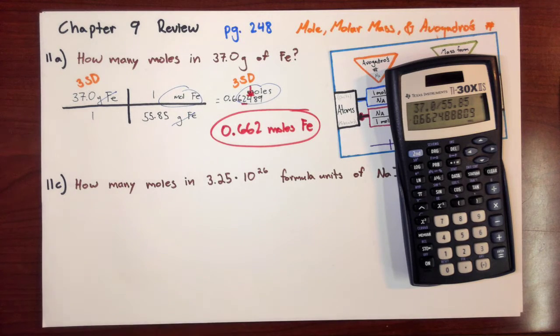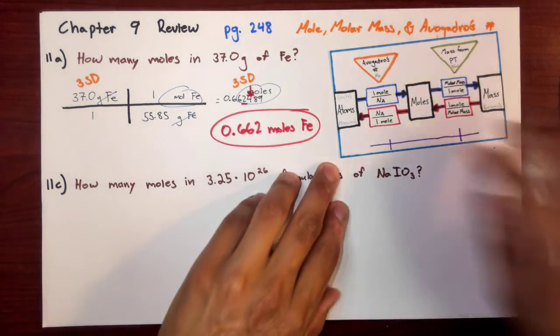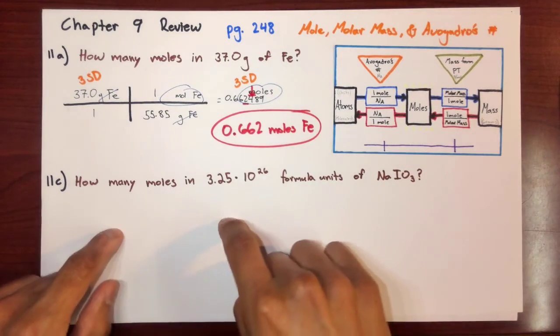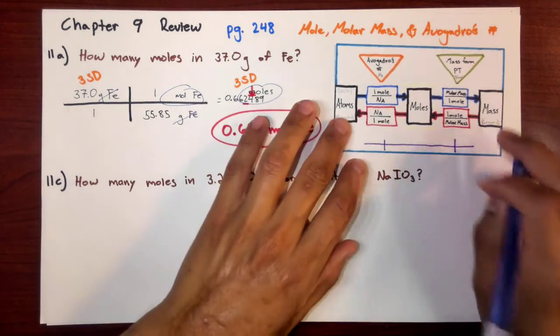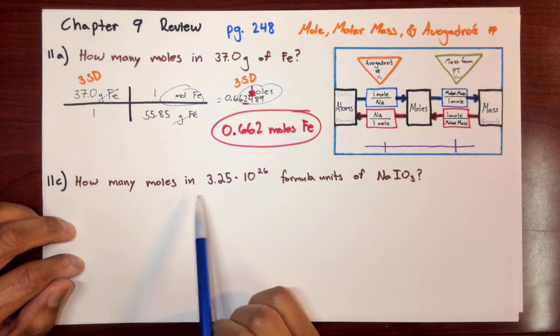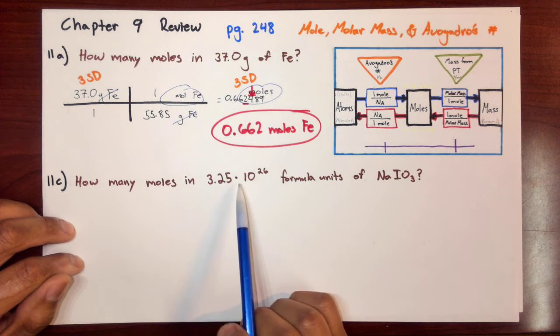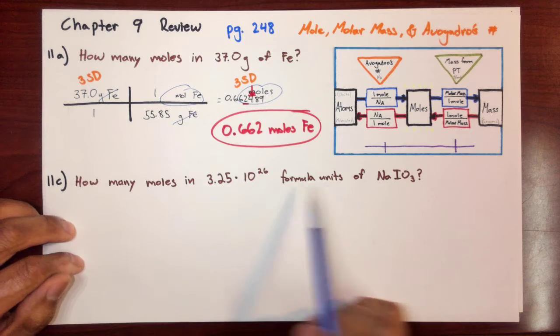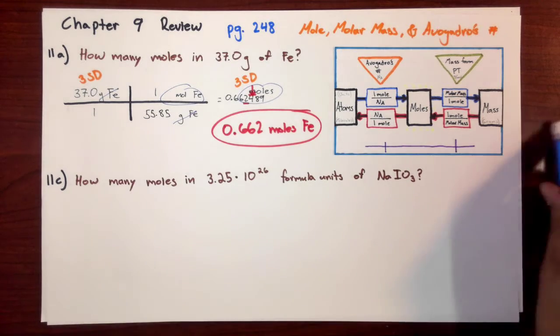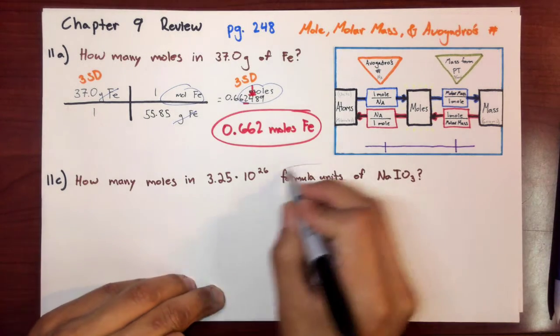So that's not a difficult problem, especially if you have this little flow chart. Let's move on to this one. It's a little bit different, but still not difficult. How many moles in 3.25 times 10 to the 26 formula units? Now, do not be tricked by this word right here, formula units.